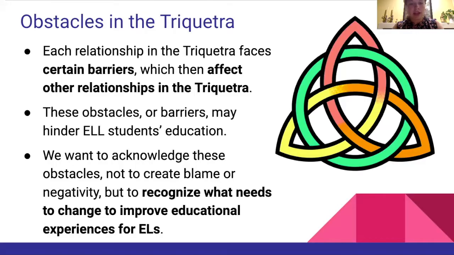The triquetra helps us to acknowledge that any obstacle for a student, caregiver, or teacher in this education process affects the other relationships in the triquetra. Now, we want to discuss the current obstacles in English language learner education, not to place blame or foster negativity, but to face what needs to change in order to improve educational experiences for English learners.